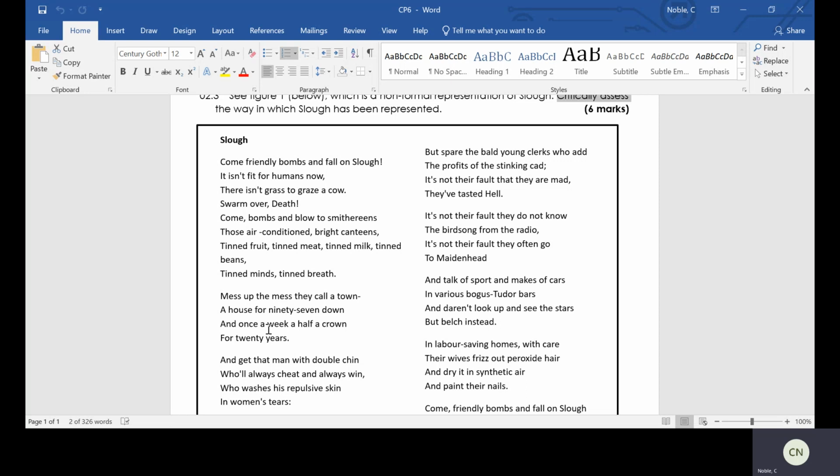So talk about using the poem directly and talk about how the place is represented, but also be critical in terms of your answer as well.